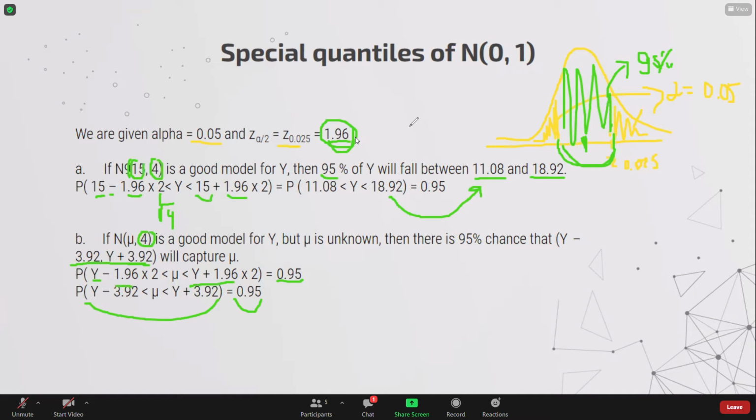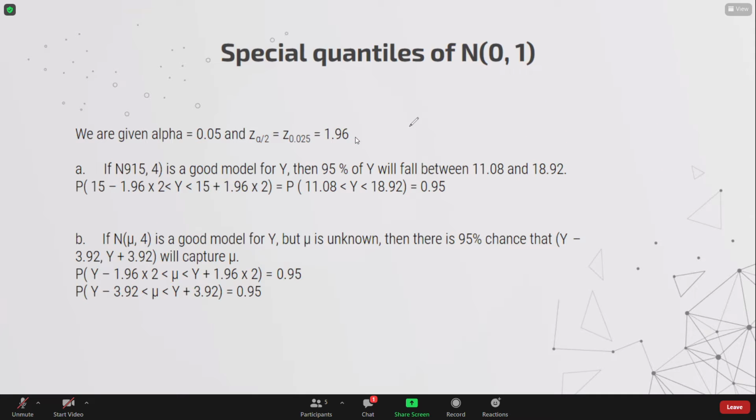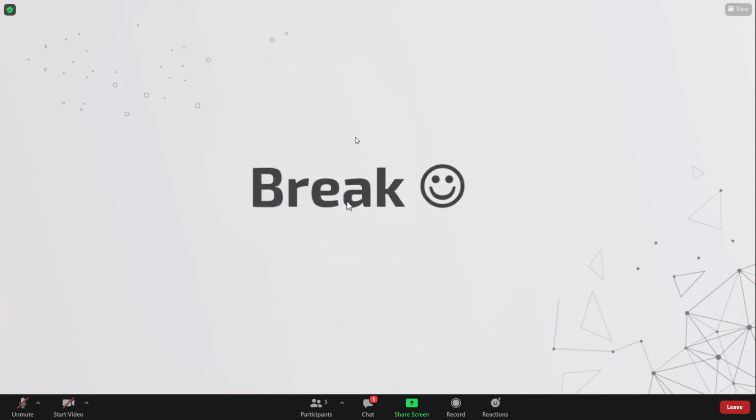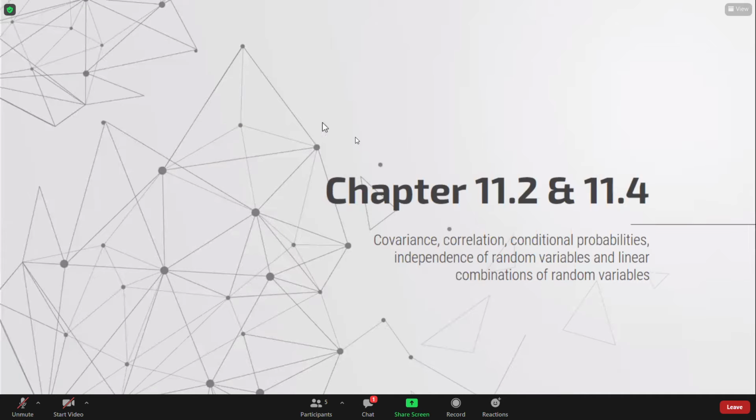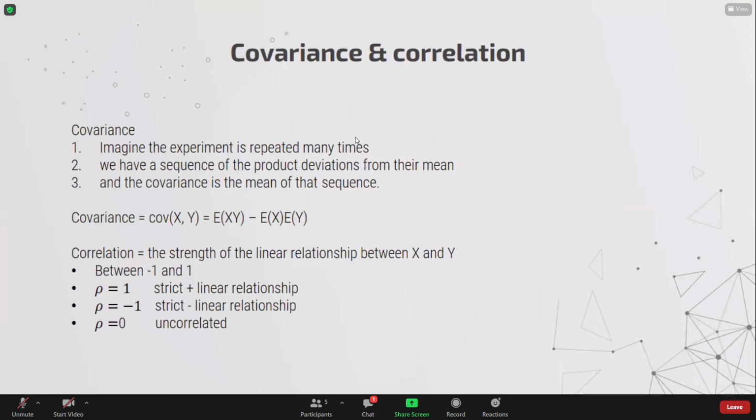I'm going to clear that up and hope it wasn't confusing for you, and continue and see what the next chapter is about. I think you had this chapter this week, and it's about joint probabilities, covariance, and correlation. The main difference between covariance and correlation, I'm going to explain now. So let's start with the covariance.